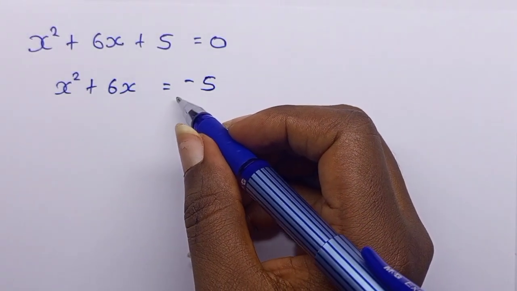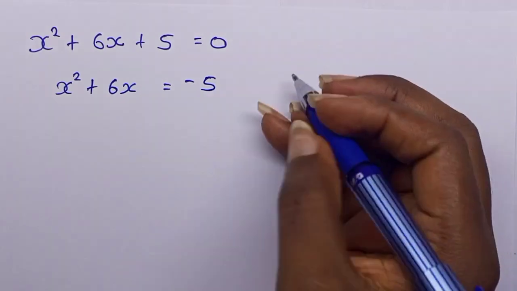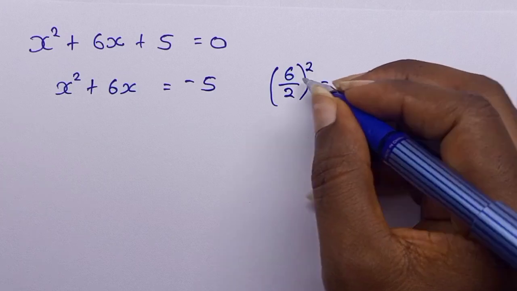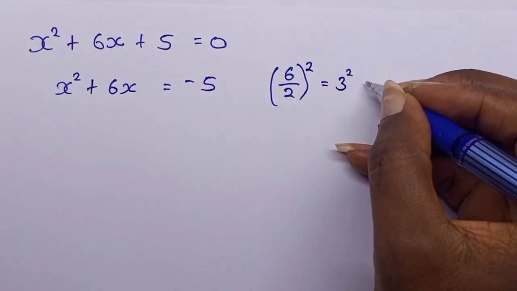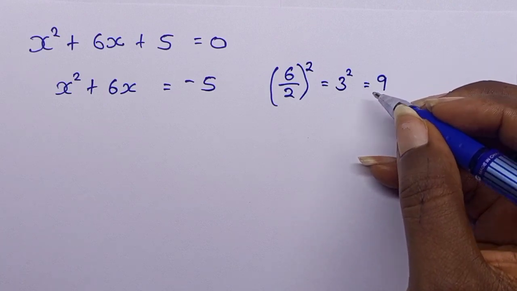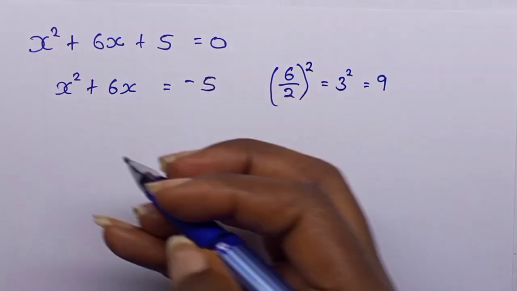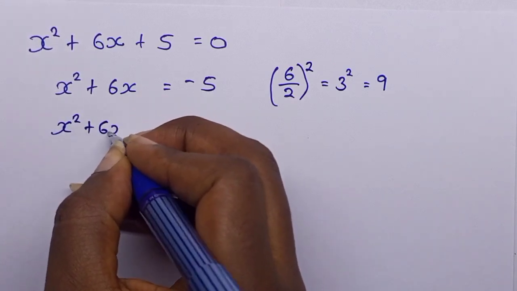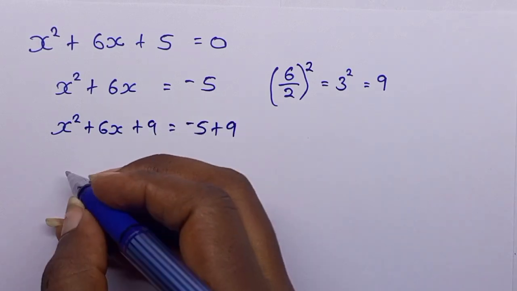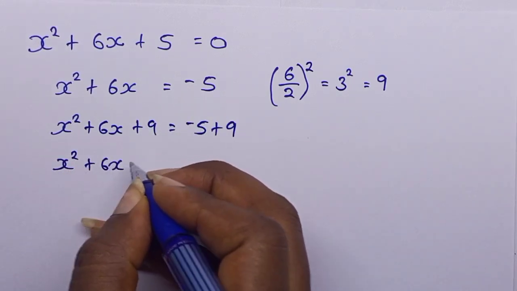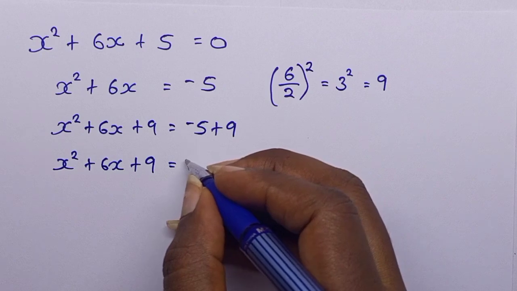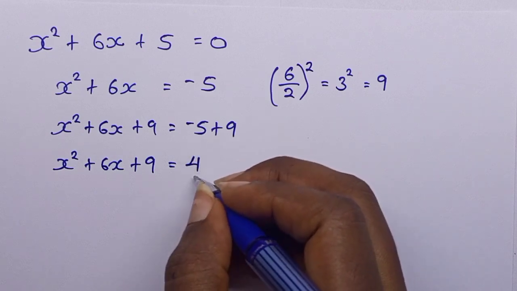Now, the next step is to divide the coefficient of x, which is 6, by 2, and then square the result. So 6 by 2 is 3, so 3 squared is equal to 9. Now you get this value, 9, and add it on both sides of the equation. So we have x squared plus 6x plus 9 is equal to minus 5 plus 9. So we have x squared plus 6x plus 9 is equal to 4. 9 minus 5 is 4.